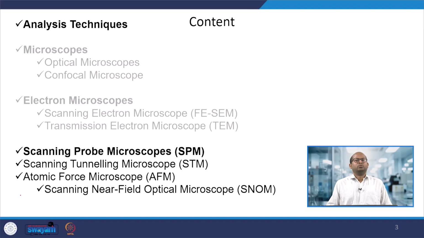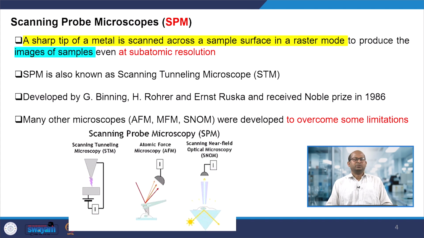Scanning probe microscopes, also known as STM, we will discuss, and AFMs we will discuss, and then a few examples of different materials, image formation and topography. And then SNOM, the scanning near field optical microscope, will be discussed with a few examples. Now we can start with the scanning probe microscopes.